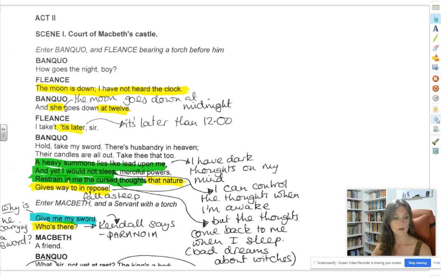So let's have a look at what the guys on the screen talked about for that little bit. When Banquo says she, just here, he's talking about the moon. So she, the moon, has been personified here, and he says the moon goes down at midnight.